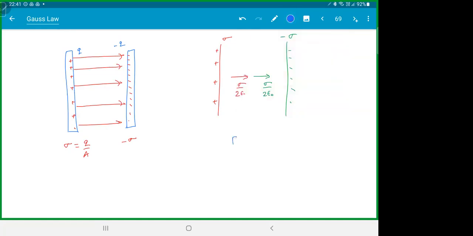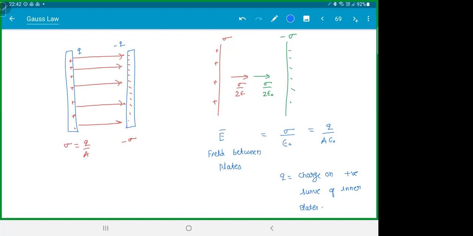So the total field between the plates will be sigma by epsilon. Sigma is nothing but q by a epsilon. Q is the charge on any one surface, the charge on the positive surface of inner plate. Is this clear, everyone?